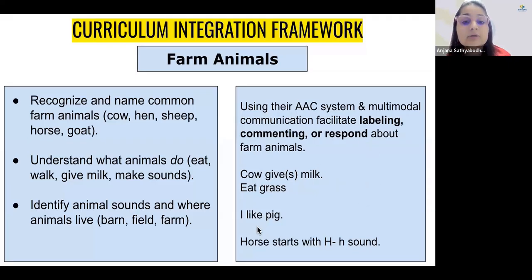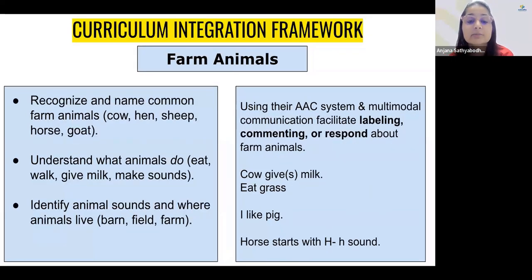Or, do you like pig? I like pig, or I don't like pig. Or a literacy goal, such as what does horse start with? Horse starts with the letter H, the "huh" sound. So the teacher is prepared, and the SLP can help you with this.